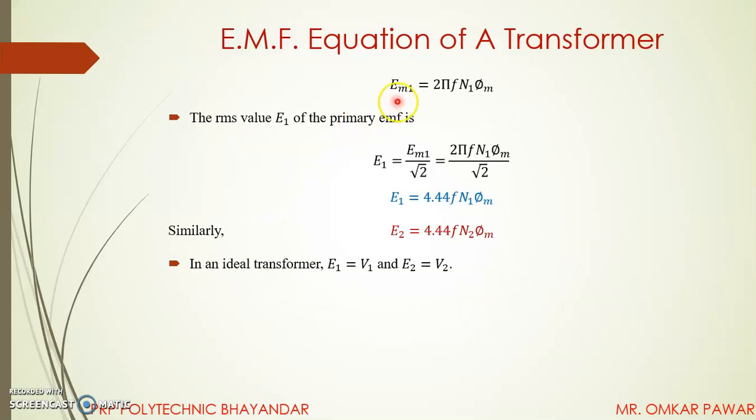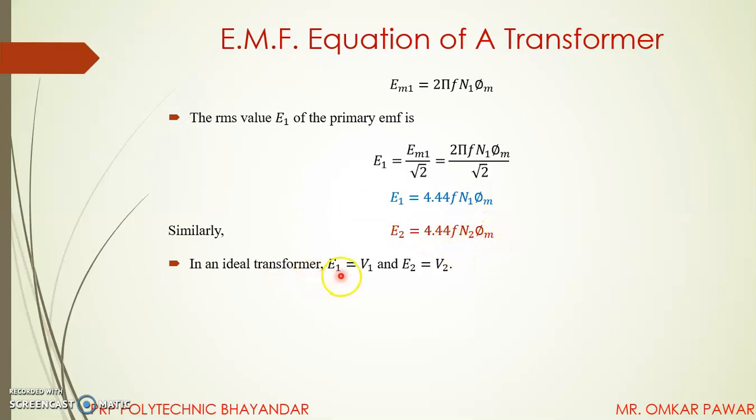Thus the maximum voltage value is Em1 is equal to 2 pi f N1 phi m. To calculate the RMS value, we have the basic formula: maximum value divided by root 2. So the RMS value of the primary EMF is E1 is equal to Em1 divided by root 2. By putting in this value, 2 pi divided by root 2 is 4.44. So E1 is equal to 4.44 f N1 phi m. Similarly, E2 is equal to 4.44 f N2 phi m.